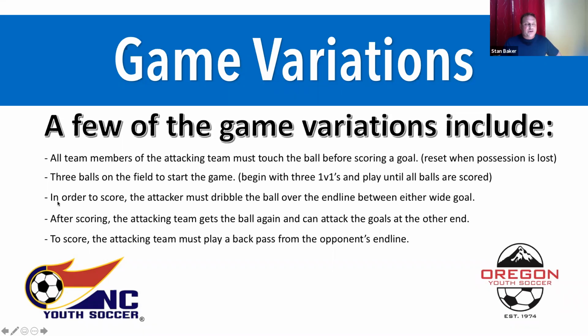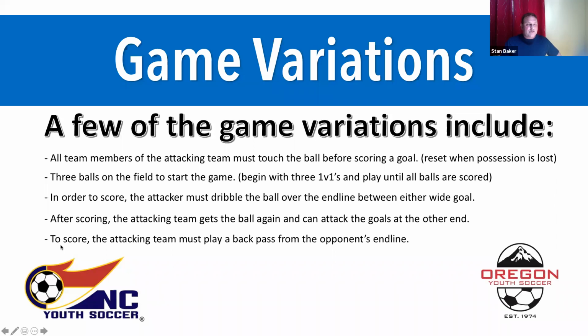In order to score, here's a 3rd variation. The attacker must dribble the ball over the end line. So you take the goals away, the nets away if you have nets, and just have 2 markers for the goal. After scoring, the attacking team gets the ball again and can attack the goals at the other end. So this would encourage quick counterattacking if that's what you want your players to work on.